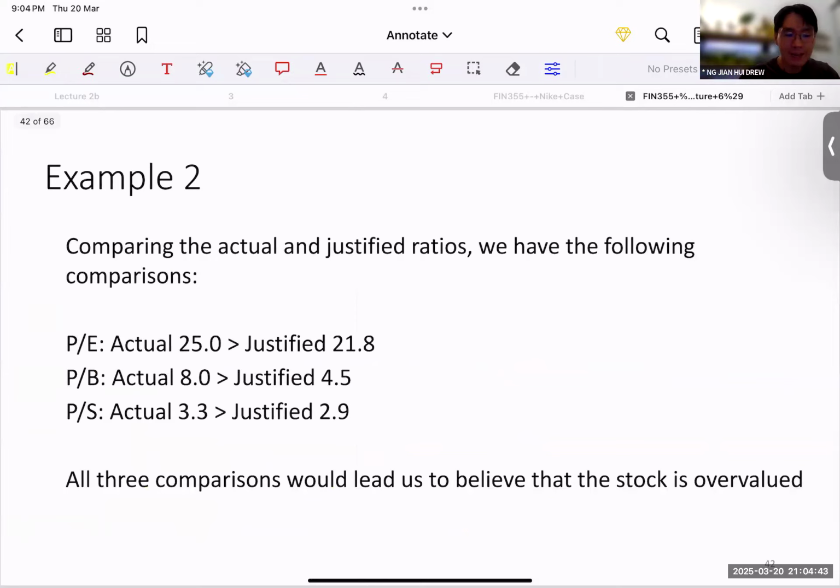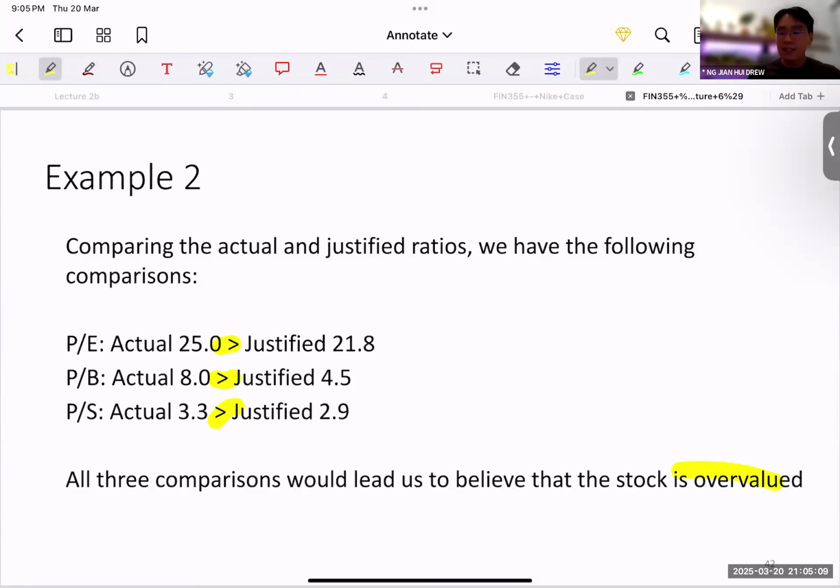we now can compare, right? So remember, we shouldn't just use one ratio, we should use multiple ratios. And in fact, you can even use other ratios that are not taught in this module here, right? So what we have determined here is that for all cases, your actual is more than your justified, which means the stock is overvalued.